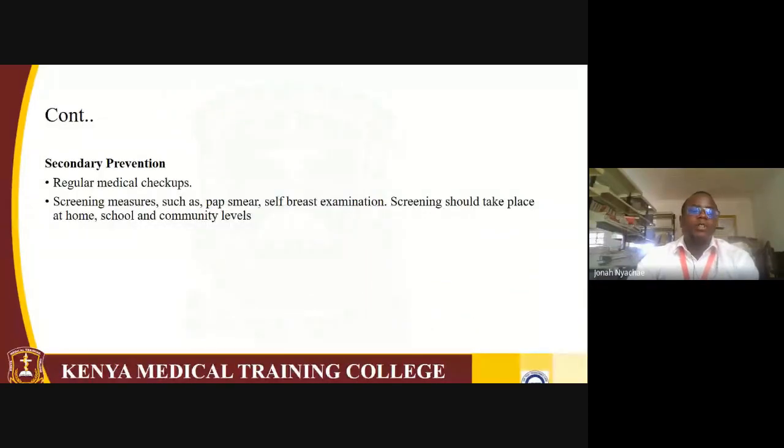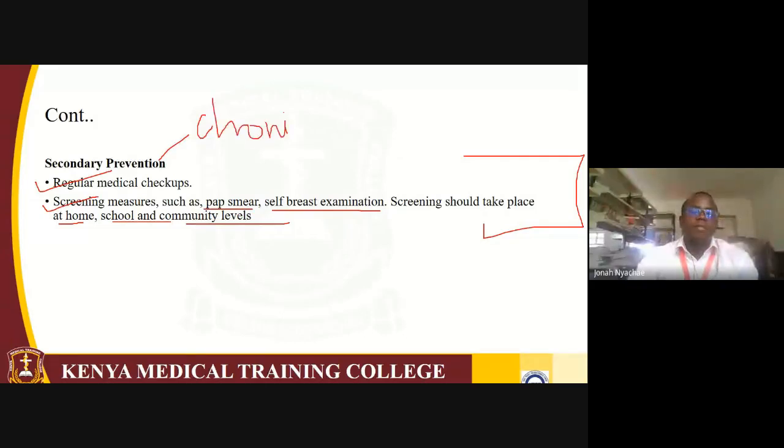And then secondary prevention, we can organize regular medical checkups and screening measures, including pap smear, self-breast exam, and screening should take place at home, school, and community level. So all this, the nurse is instrumental in ensuring that we prevent chronic illness, or we reduce it, because some of the chronic illnesses, when we find them at an early stage, we can treat.